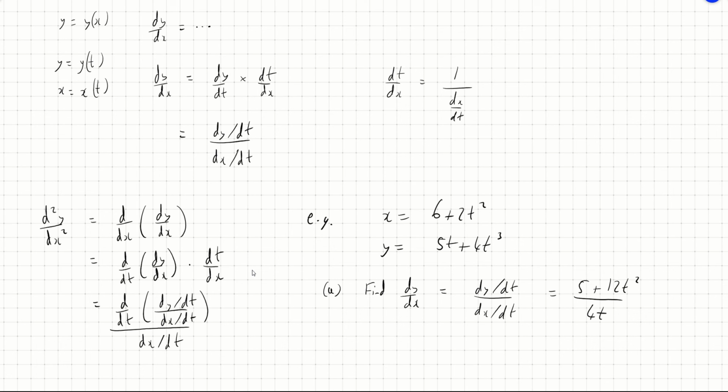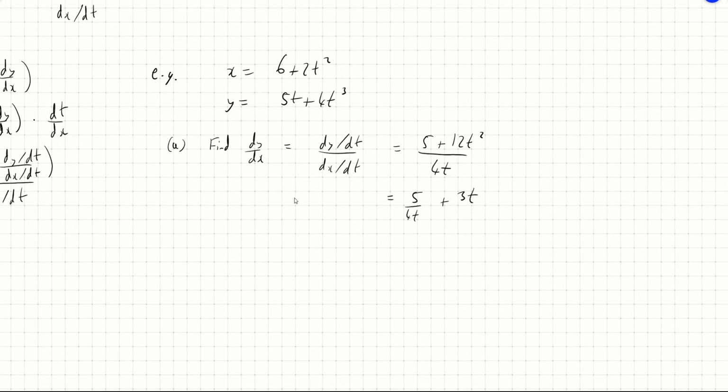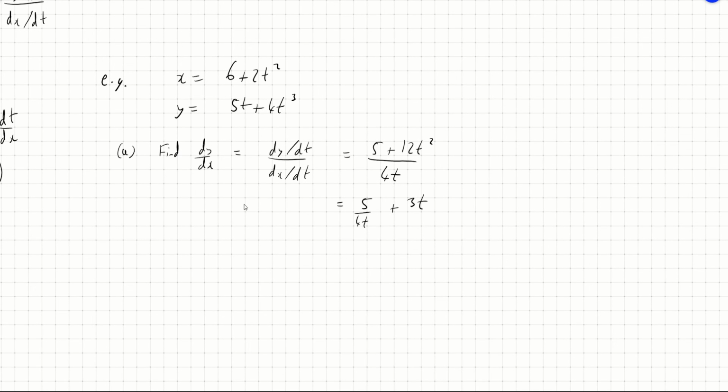Now it might be slightly easier to simplify this at this point. This is 5 over 4t plus 12t squared divided by 4t, which is 3t. So that's our first step, dy by dx. That's this simple first differential. Now for the second differential, let's say our part B is find d2y by dx squared.